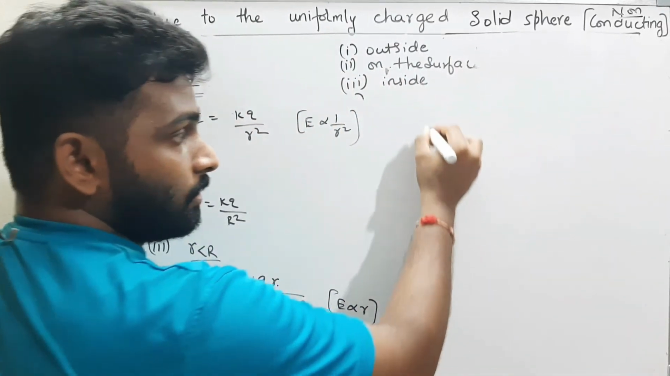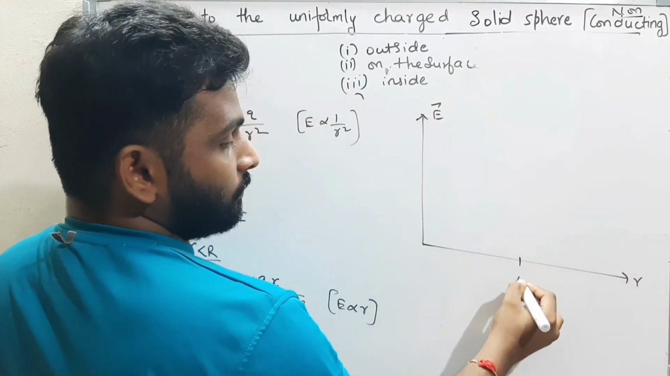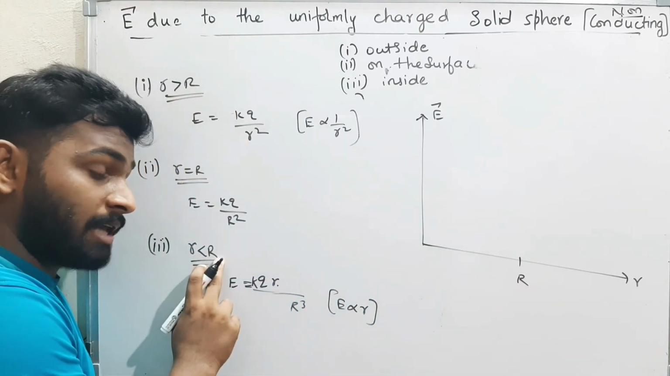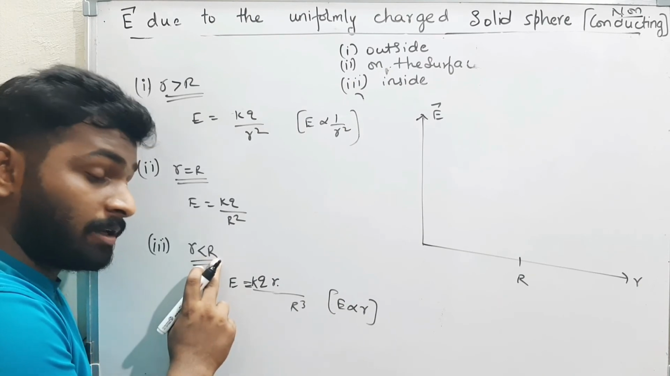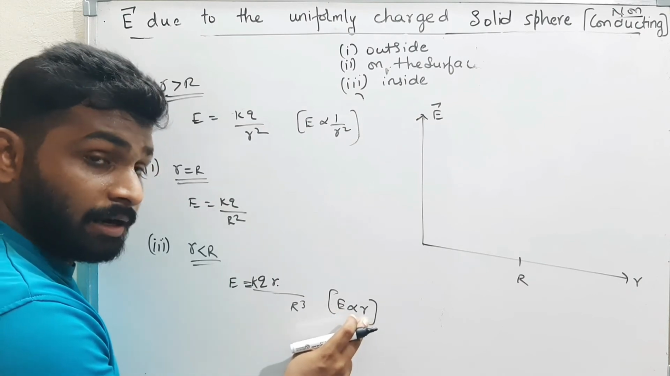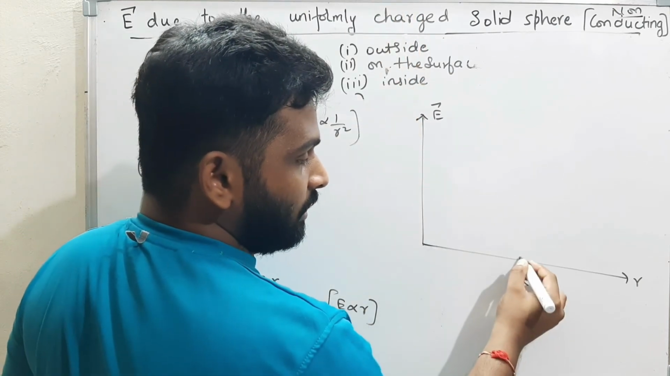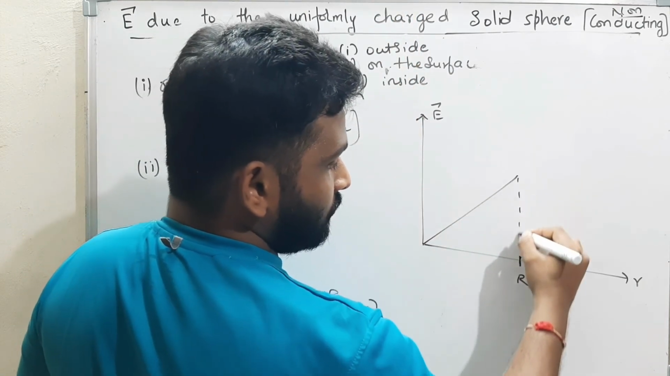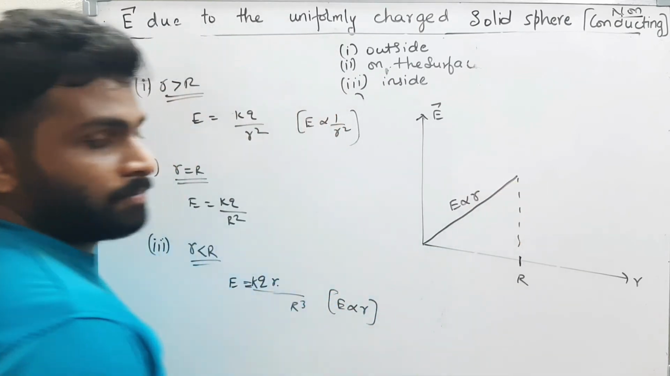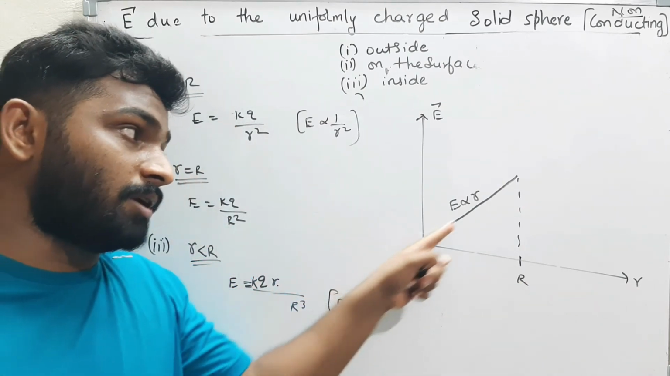Now observe carefully the graph: the electric field versus the distance. When small r is less than capital R, that means when the point is inside, the electric field is directly proportional to r. When the electric field is directly proportional to r, it is nothing but a straight line. Therefore, till small r equals capital R, it is a straight line.